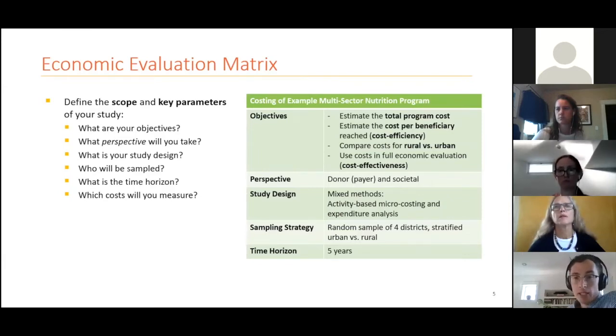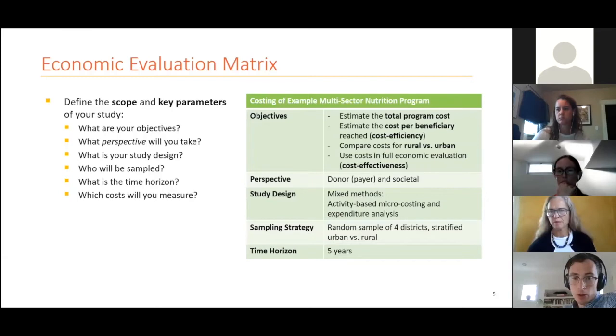We'll take two perspectives. The donor or payer perspective is one, meaning we want to include the costs borne by the funder of the program. And we'll also take the societal perspective, meaning that we want to include the opportunity cost and out-of-pocket expenses for project beneficiaries, government partners, and community volunteers. The societal perspective implies that all potential costs of the program are included.